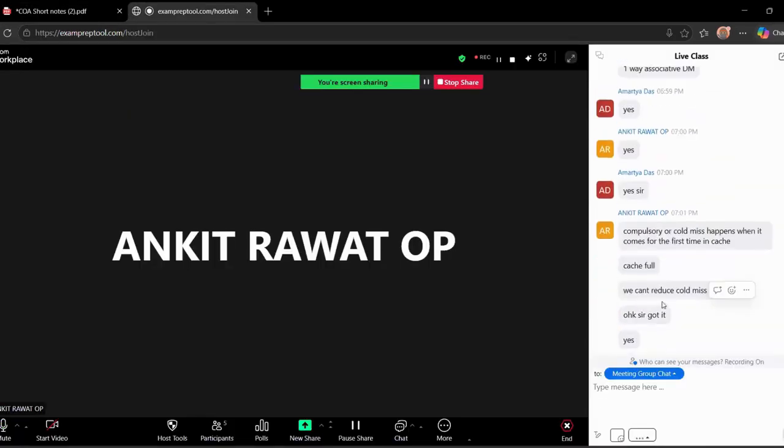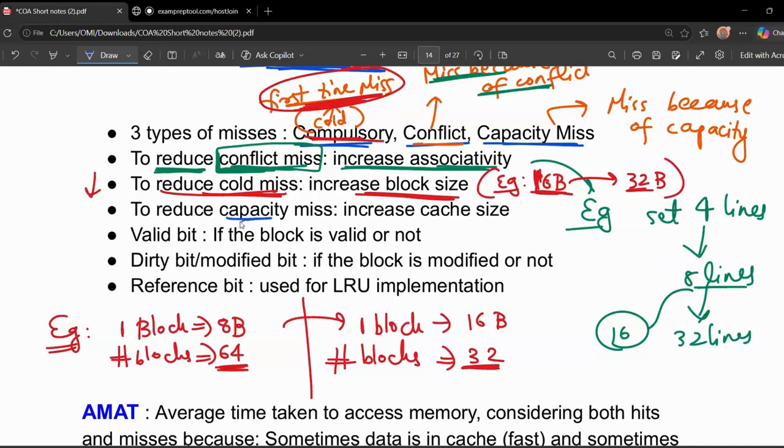Yes? Okay. So now, what to do to reduce the capacity miss? Increase the cache size, right? Because capacity miss happens because of capacity. So increase the cache size. Pretty much straightforward.